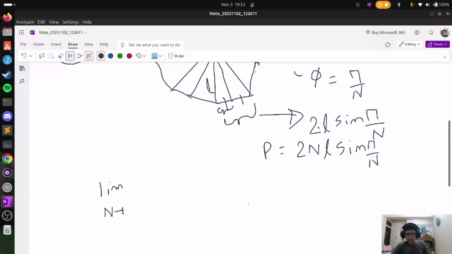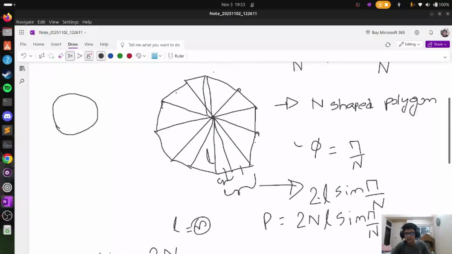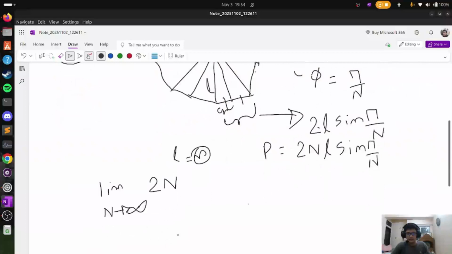n tends to infinity, 2n. We're taking L as r, as the circle has radius r. Okay, these sides, suppose this is the center of the circle. The circle has radius like this, right? So we can take this as L. We can take that as r, 2n r sine pi by n.